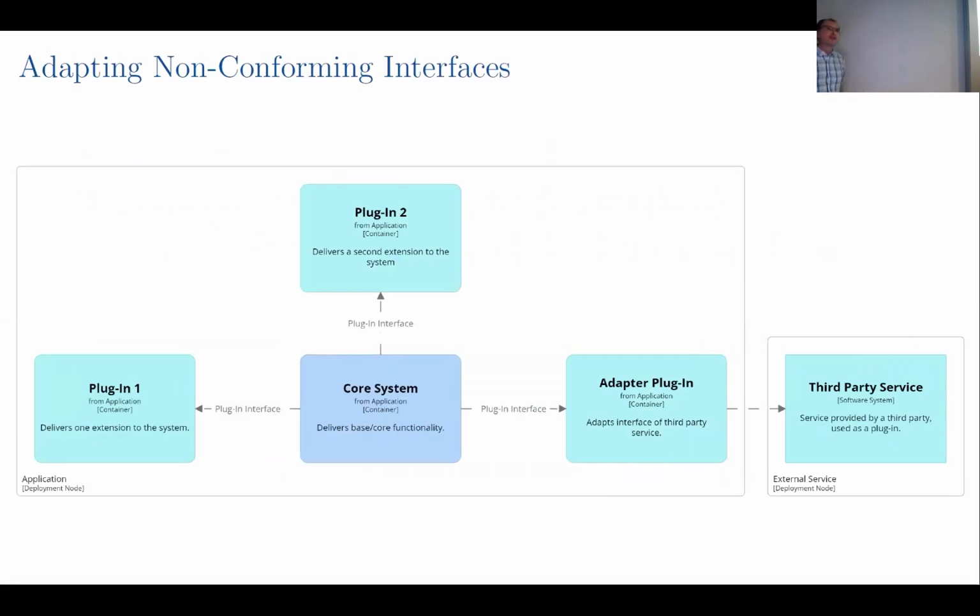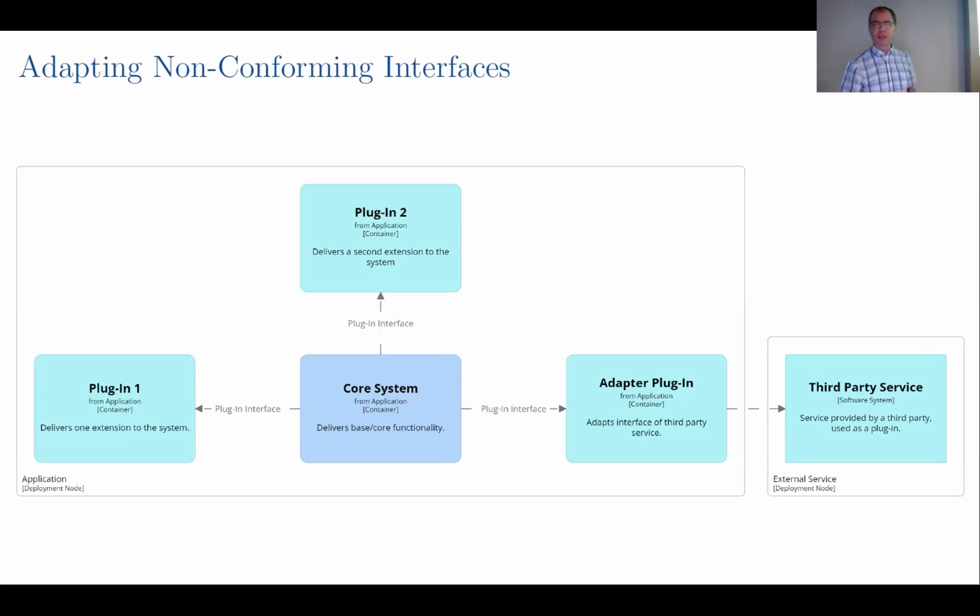Which then leads us to an adapter pattern. Because sometimes I want to use something that already exists as a plugin. But if it already exists, I'm probably not going to be able to make it implement my core system's API.